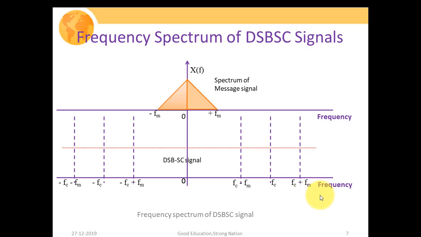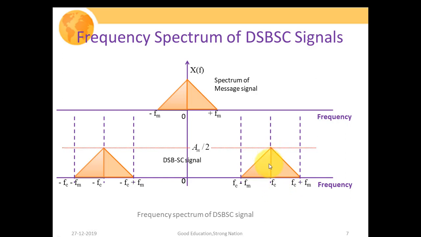This particular figure shows the spectrum of double sideband suppressed carrier signals. This signal shows the spectrum of our message signal. Obviously, we are assuming a band limited signal in which the maximum frequency component is fm, and its frequency domain is represented by this figure. After modulation, when we apply the carrier signal, the spectrum gets translated or shifted around the carrier frequency fc. So we have this figure which shows the spectrum of double sideband suppressed carrier systems.